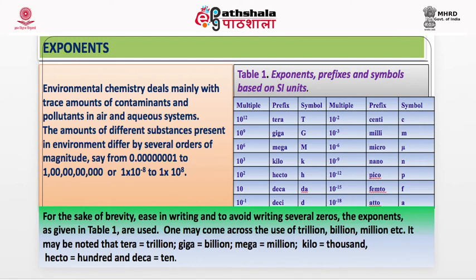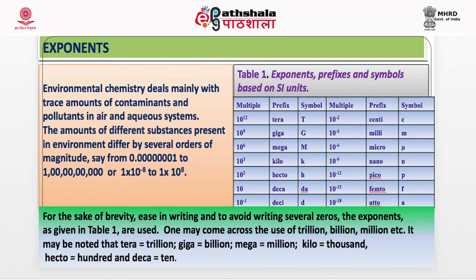A very important point is first the exponents. What is an exponent? Mathematically, an exponent is the number of times a number is multiplied by itself. For example, if 2 is multiplied by itself 4 times, 2 into 2 into 2 into 2, it becomes 2 to the power 4. Then 2 is called the base and 4 is called the exponent. So, the exponent is the power of the number.